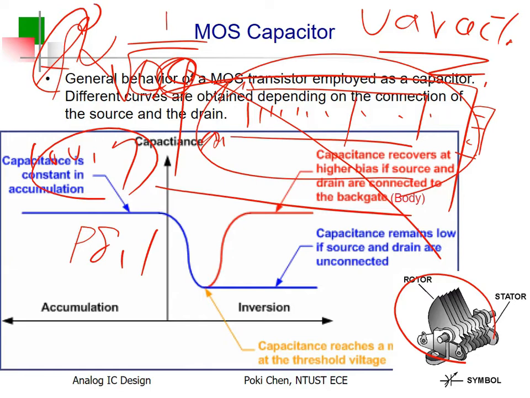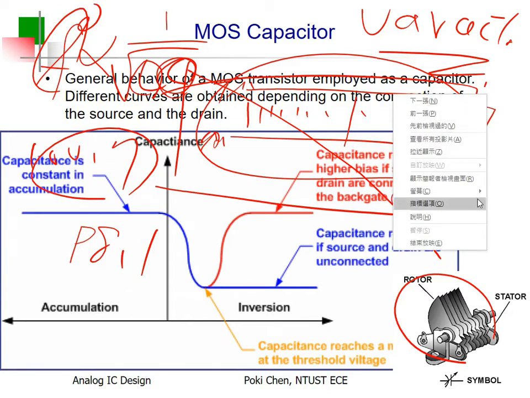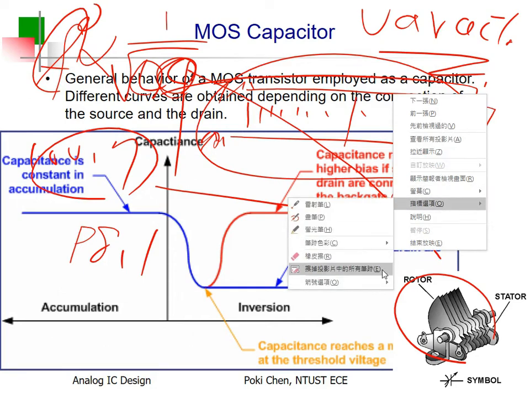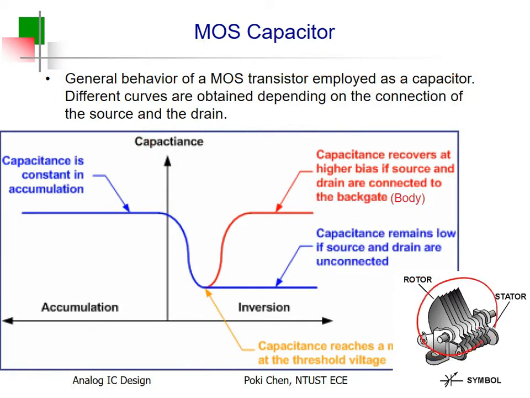The stator here, the rotor there, right? So the capacitance can be approaching zero. So we can see we can tune the capacitance from 1 to 0. Yeah, with such kind of varactor, very good. We can change it.